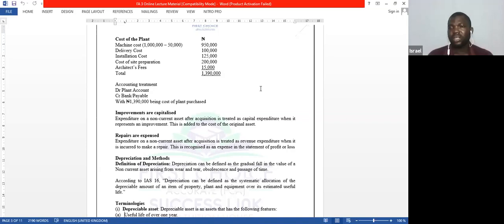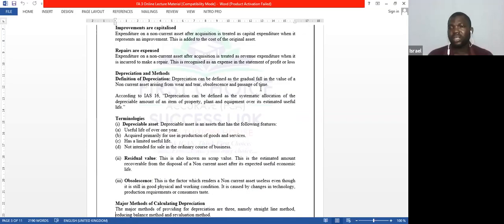Depreciable assets have the following features. Number one, the useful life is more than one year. Number two, it is acquired for use in the production of goods and services. It's not acquired for immediate consumption. It's acquired to render service, to produce other resources. And it has a limited useful life. It's not just a long time; it has a limited useful life.